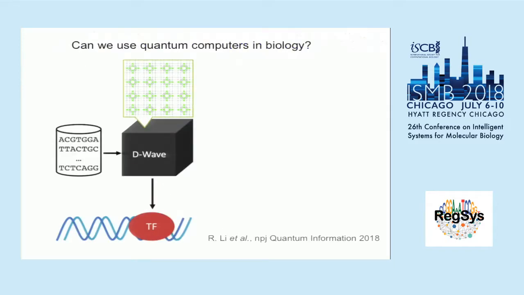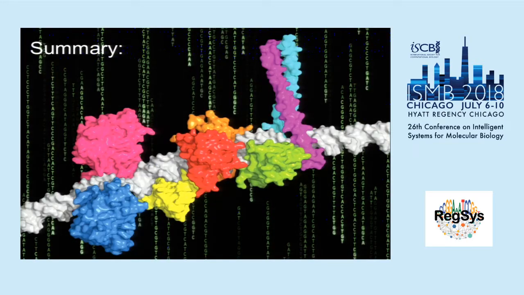And one last study that I only want to mention, because it's a computational meeting: we also recently published a paper where we used the new D-Wave quantum computer to predict binding specificities in a simplified model. And now Julia is cutting me off, so I want to summarize, and the summary is very short.